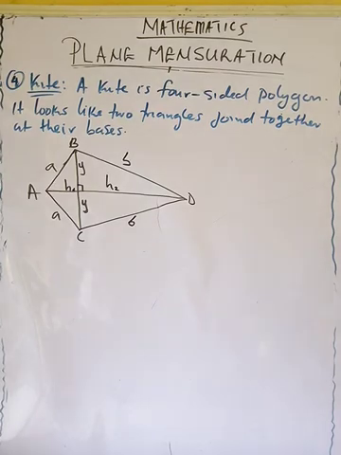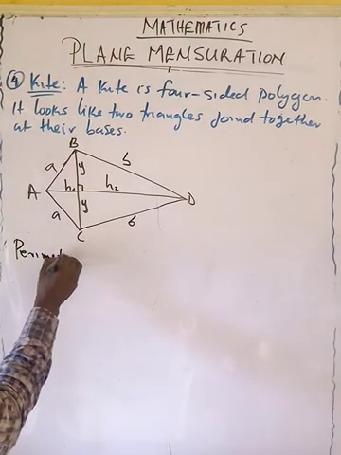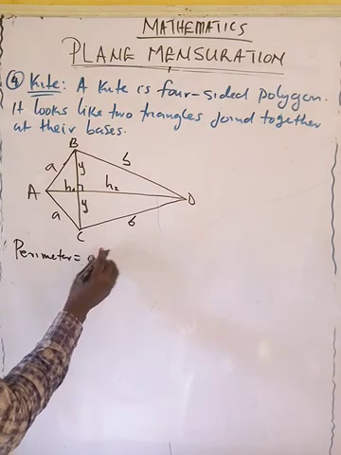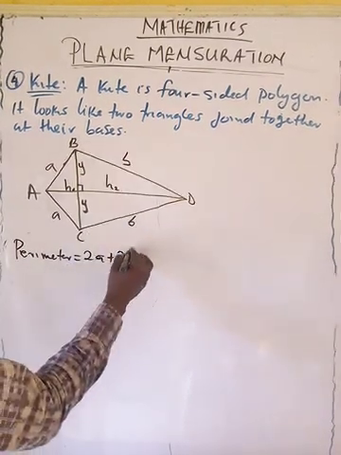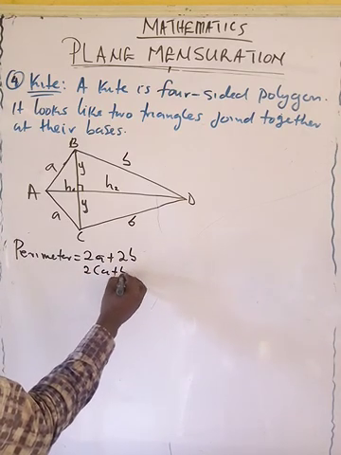Now if you look at the kite, it looks as if we have two triangles. Now to calculate the perimeter, the perimeter will be 2A plus 2B, which is 2 into bracket of A plus B.